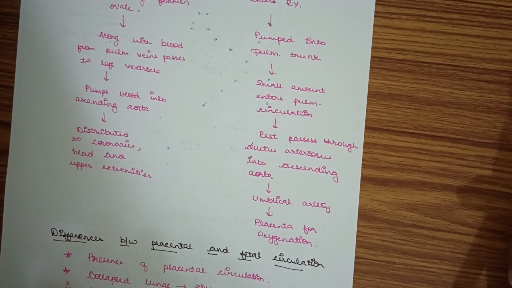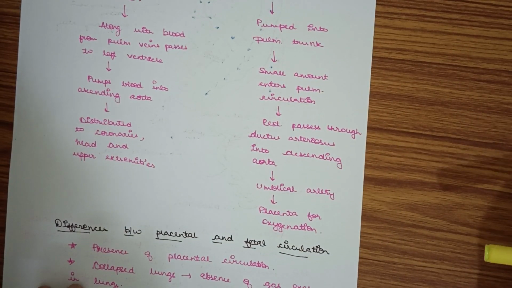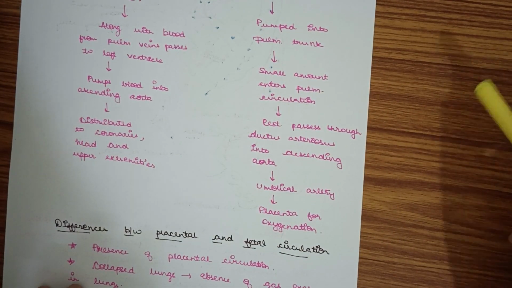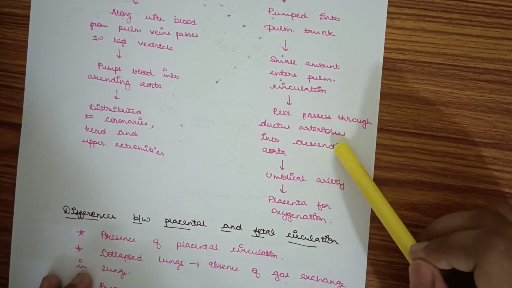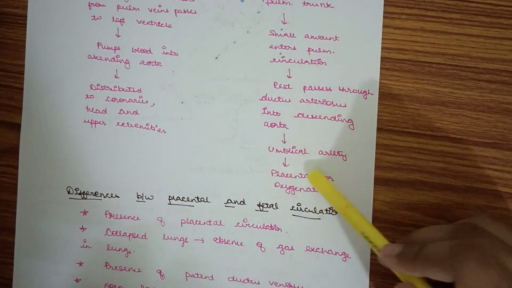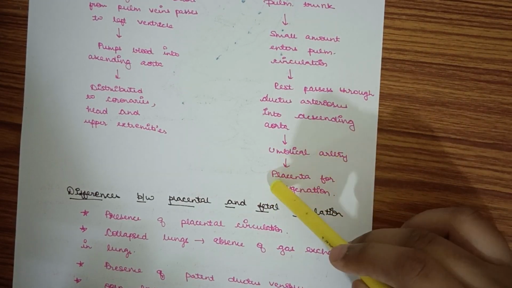After being pumped into the pulmonary trunk, a very small amount of blood will enter into the pulmonary circulation, as we know, because the fetus's lungs are not working properly. The rest will pass through the ductus arteriosus into the descending aorta, and then into the umbilical artery, which will deliver the blood into the placenta for oxygenation.